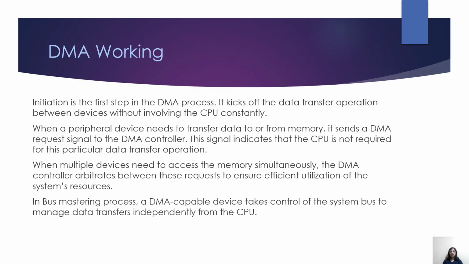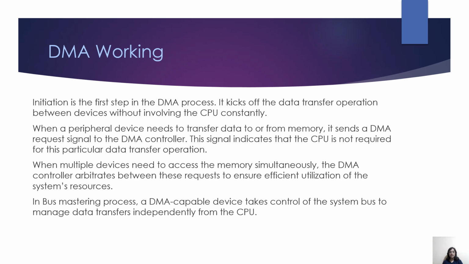Now let's see the working of DMA. Initiation is the first step in the DMA process. It kicks off the data transfer operation between devices without involving the CPU constantly. When a peripheral device needs to transfer data to or from memory, it sends a DMA request signal to the DMA controller. This signal indicates that the CPU is not required for this particular data transfer operation.